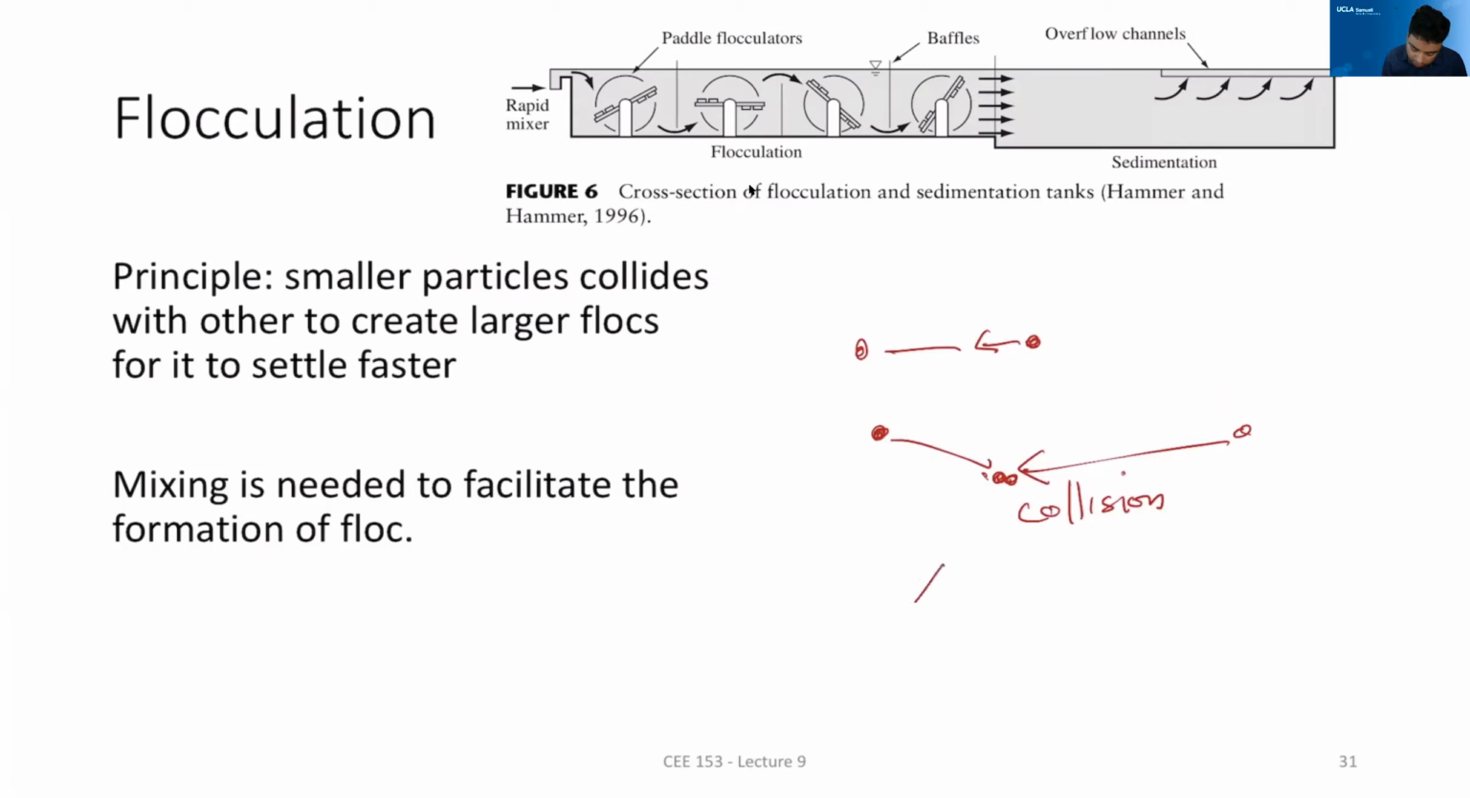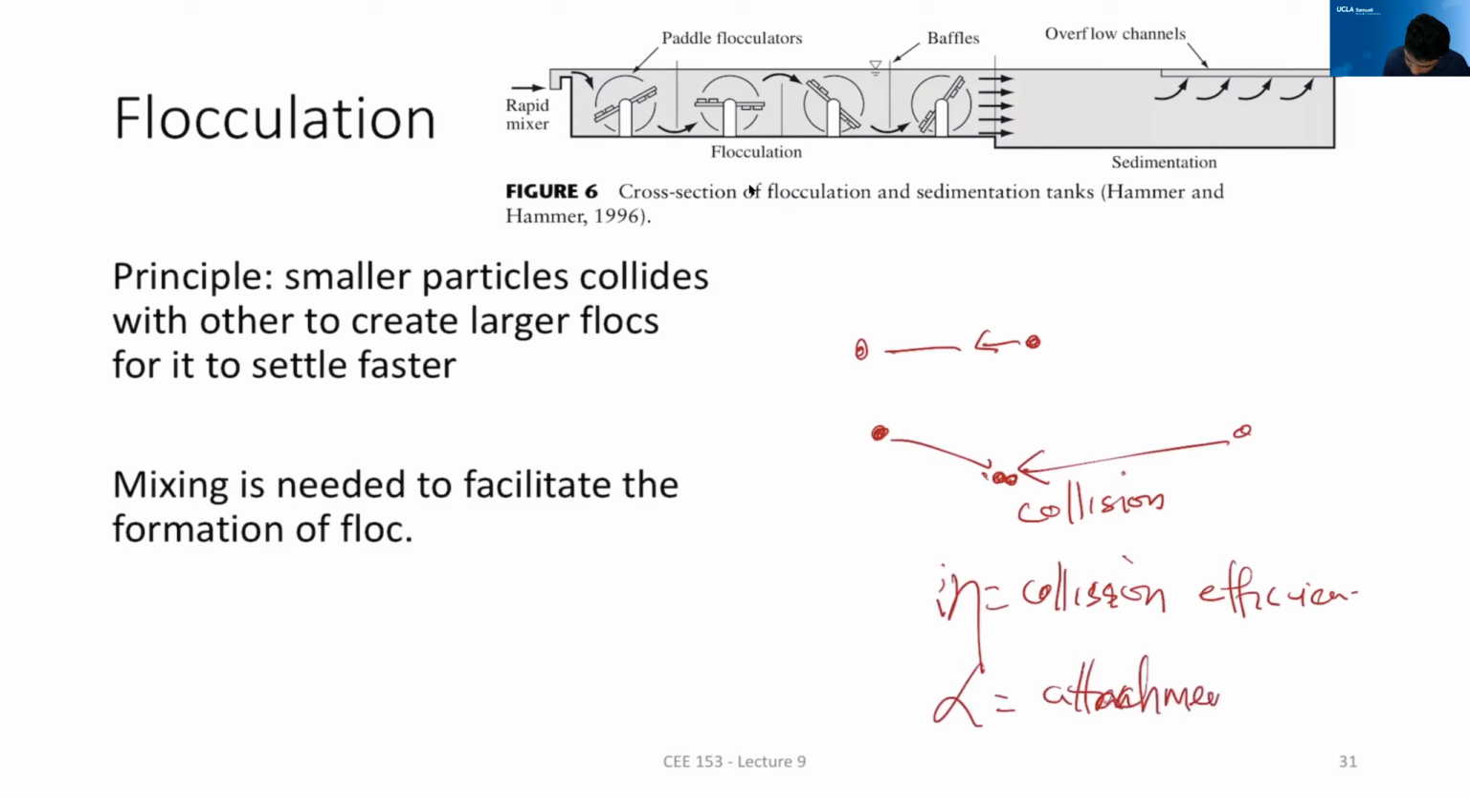Now if you have like 10 particles collide with each other, how much percentage of them actually stick? So that's called collision efficiency. Collision efficiency is how many particles collide, what's the probability of them colliding. And once they collide, doesn't mean that they're going to create flock. So that's called attachment efficiency, alpha.